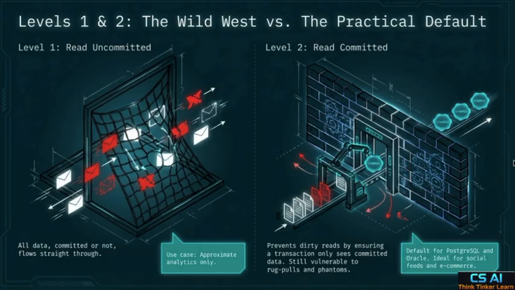Levels 1 and 2 are the Wild West and the practical default. Level 1, read uncommitted, allows everything to flow through, including dirty reads. It's used only for approximate analytics. Level 2, read committed, is the default for PostgreSQL and Oracle. It ensures you only see committed data, which prevents dirty reads, but your system is still vulnerable to rug pulls and phantoms. It is a sweet spot for most e-commerce and social applications.